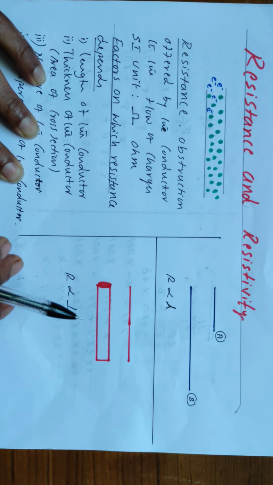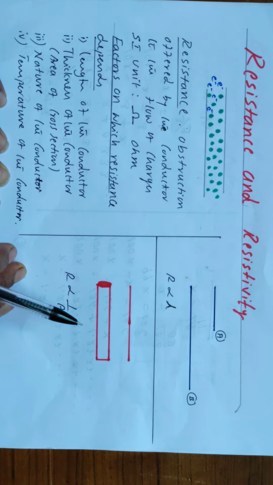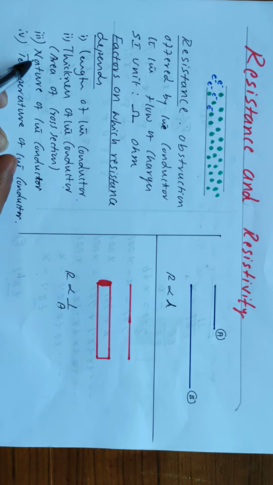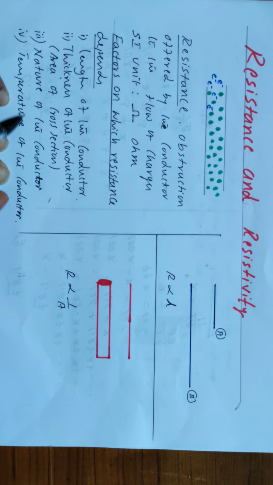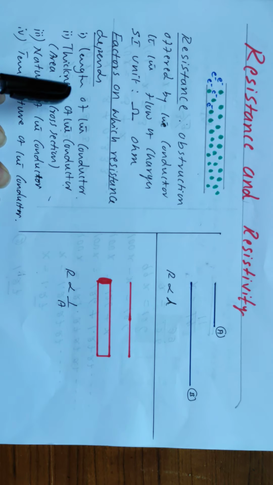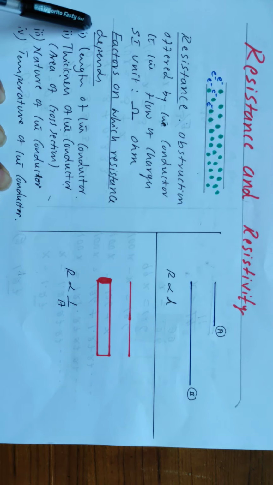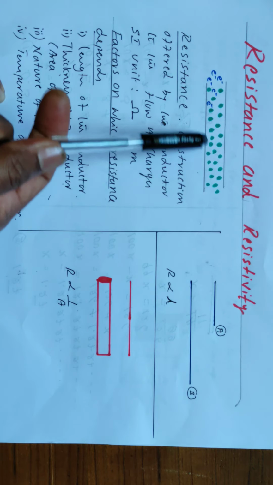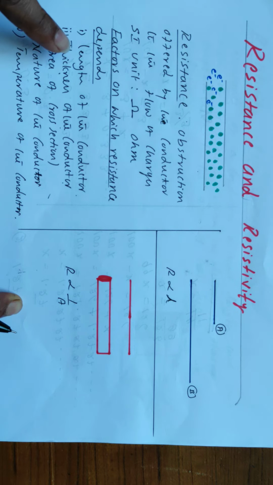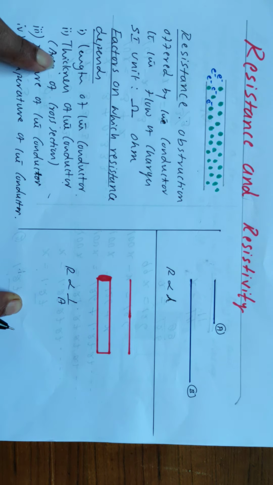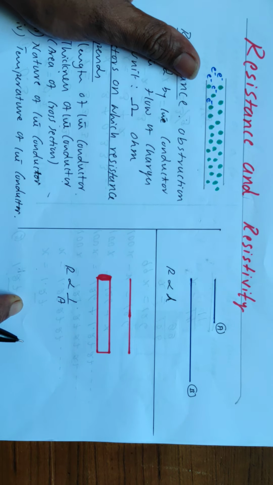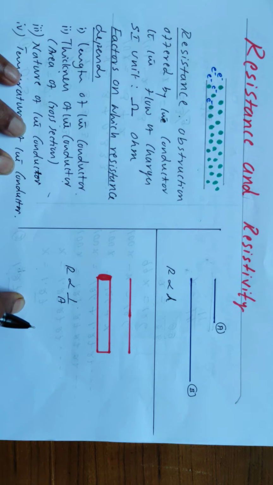What are the factors on which resistance depends? Resistance depends on length of the conductor, thickness of the conductor, or we can say area of cross section, nature of the conductor, and temperature of the conductor. So resistance, that is the property to obstruct the flow of charges, depends on four factors: length, thickness, nature, and temperature of the conductor. Let me consider one by one.